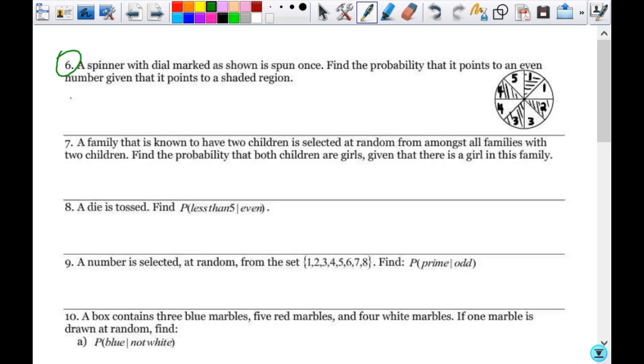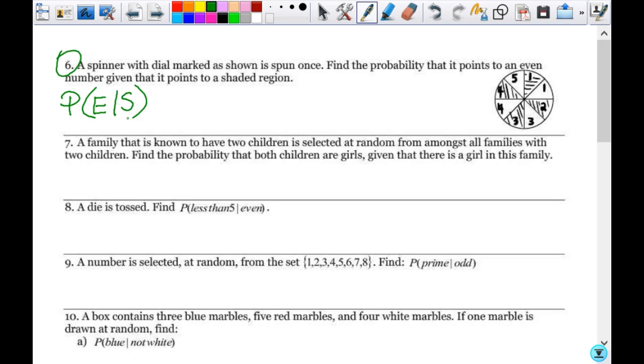So the first thing overall that I've noticed as y'all work through this is some people aren't actually writing down their notation of stuff. And again, you don't have to notate it exactly like I am, but it's got to be something. So this says, find the probability that it points to an even number given that it points to a shaded region. So probability that it is even given that it points to the shaded region. Now, if you didn't use those exact letters, that's fine. You can use whatever you used.